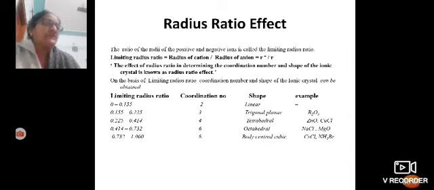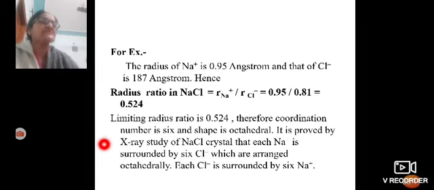If the limiting radius ratio lies between 0.73 to 1, then the coordination number is 8 and the shape is body centered cubic. Examples are cesium chloride, ammonium bromide, etc. Next, for example, the radius of sodium ion is 0.95 angstroms and that of chloride is 1.81 angstroms. Then the radius ratio in sodium chloride is 0.52.